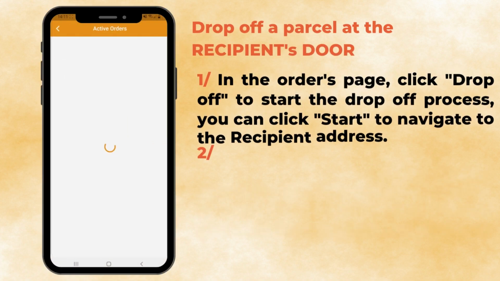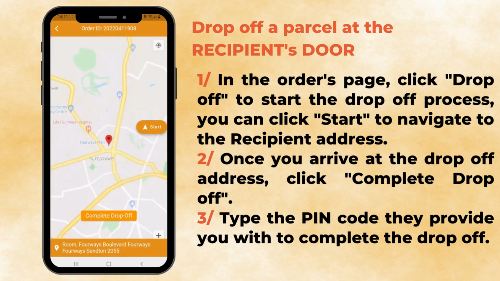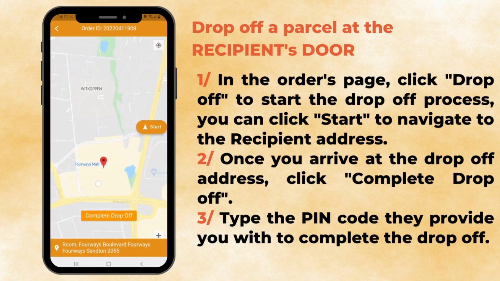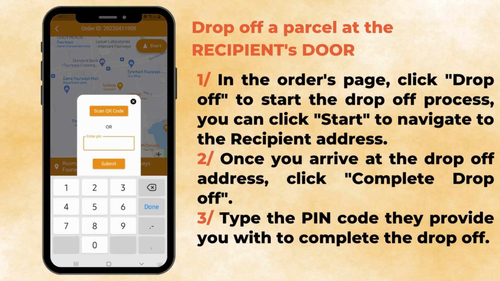To drop off a parcel, in the orders page, click drop off to start the drop off process. You can click start to navigate to the recipient's address. Once you arrive at the drop-off address, click complete drop-off and scan the recipient's QR code or type the PIN code they provide you with to complete the drop-off.